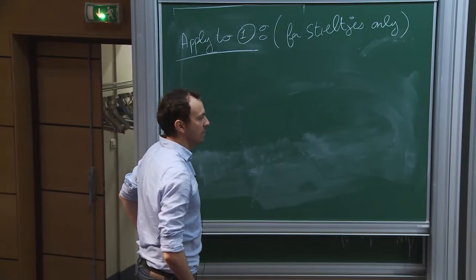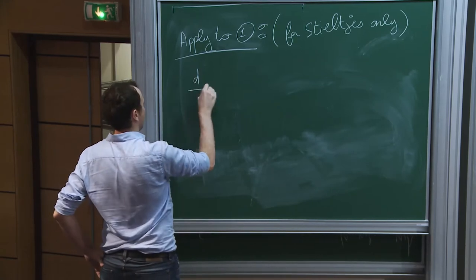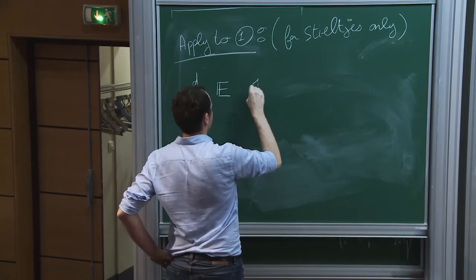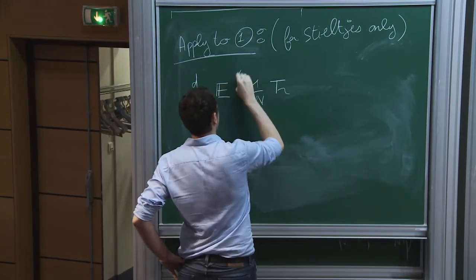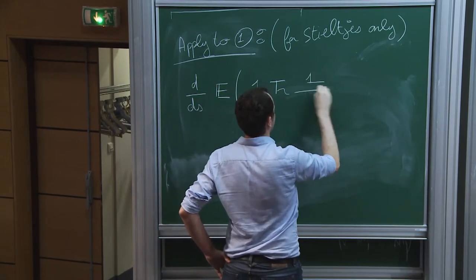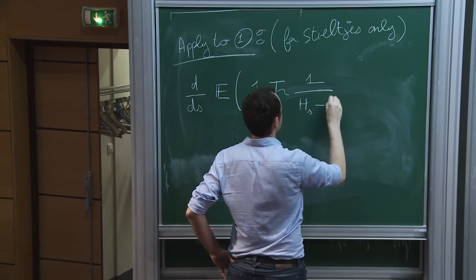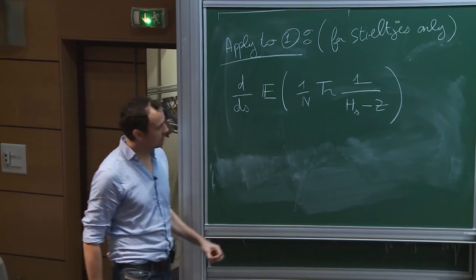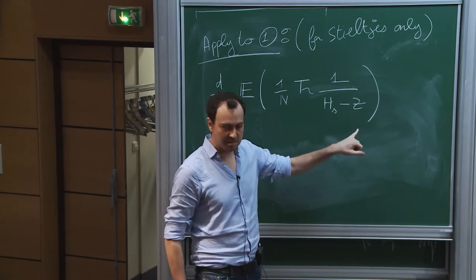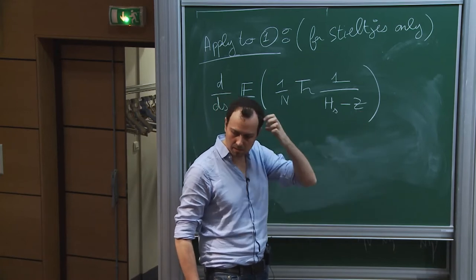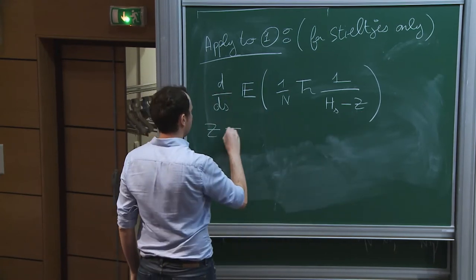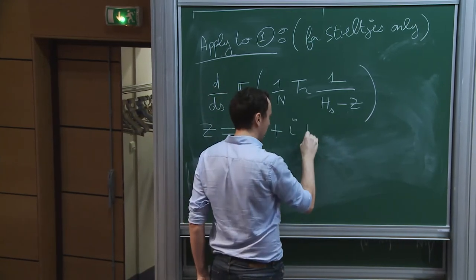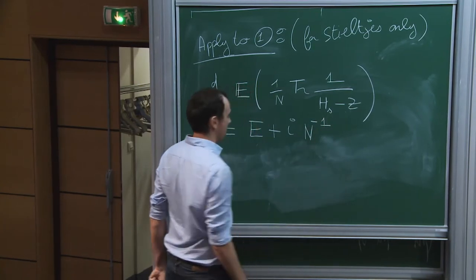So I want to calculate the derivative in time of the expectation of 1 over n trace of 1 over H_s minus z. And I'm interested in local statistics, so I want my z to be now microscopic. So z is equal to E plus i eta, and not an eta in my domain D, but an eta slightly smaller, n to the minus 1. And E in the bulk.